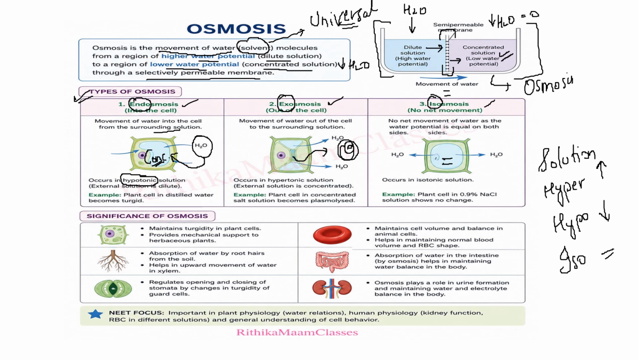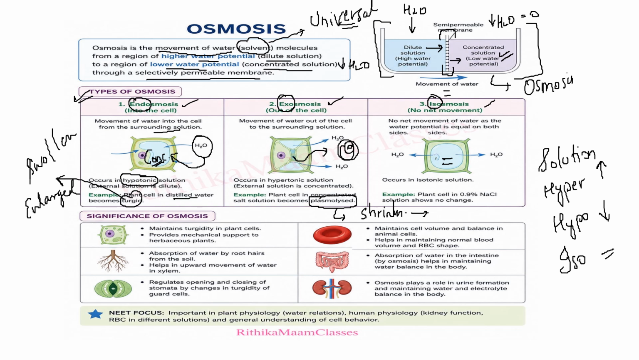Let's look at the example. Plant cell in distilled water becomes turgid. Turgid means swollen or enlarged. That's called turgidity. Plant cell in concentrated salt solution becomes plasmolyzed. What is plasmolyzed? Now this is again a phenomenon wherein the cell shrinks. That means all the water inside goes out.